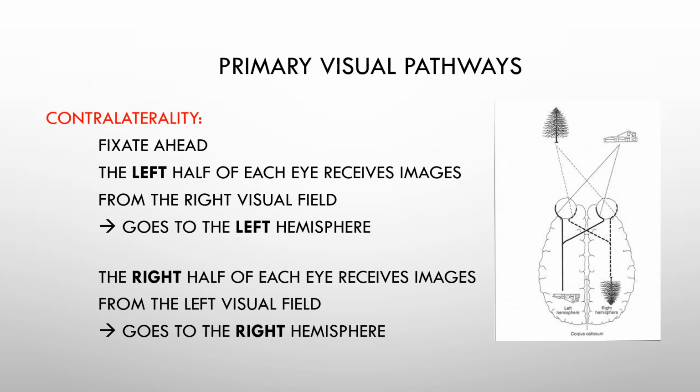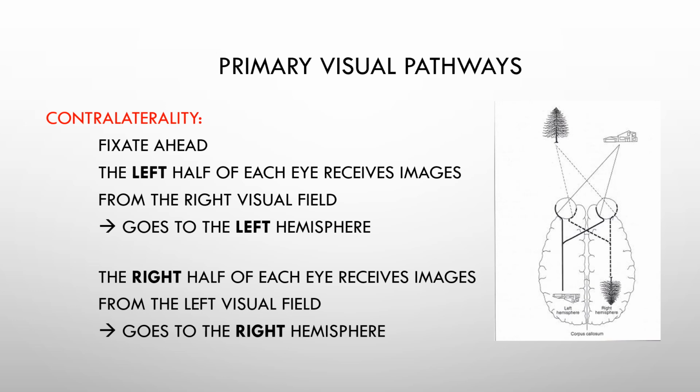The left side of the left eye, the part closest to the temples, is going to go back ipsilateral. It goes along the same side. The left side of the right eye, the part closest to the nose, has to cross over. And we're going to see this crossover. Those crossovers occur at the optic chiasm. That's where we have this crossing over of those inner parts of the eyes.